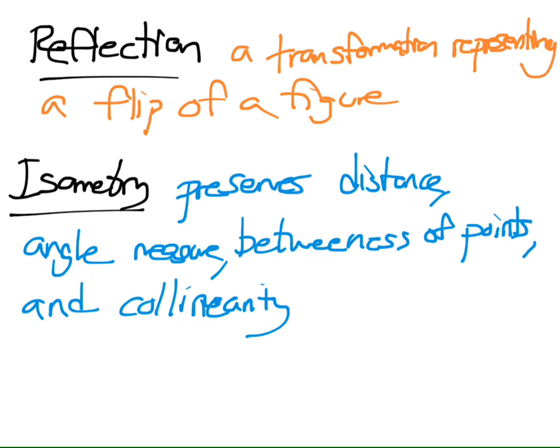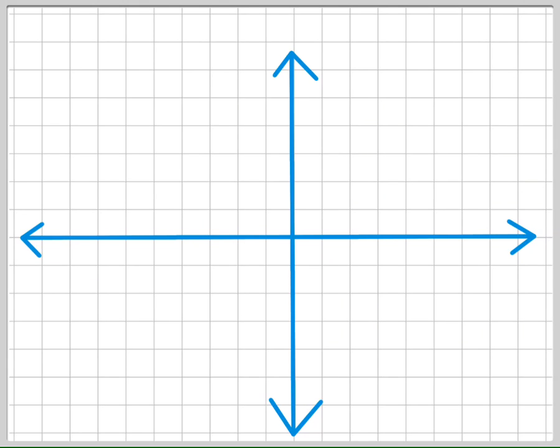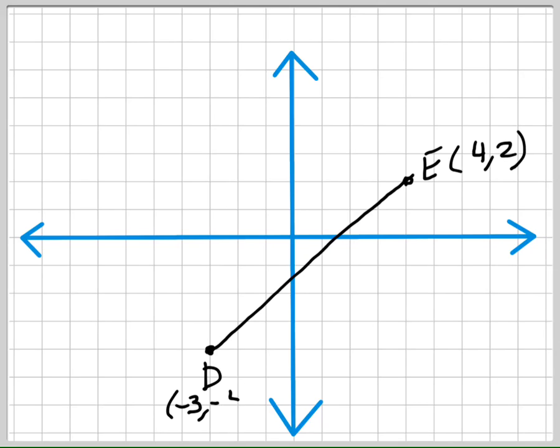None of these changed. The first one says graph DE. So this is a segment with endpoints at -3, -4. Again, I'm going to label my coordinates. So there's D. And E is at 4, 2. I'm going to just connect those because I'm talking about a segment here. Again, that's at 4, 2. This is at -3, -4. And it wants you to translate it 1 unit to the right and 3 units up.